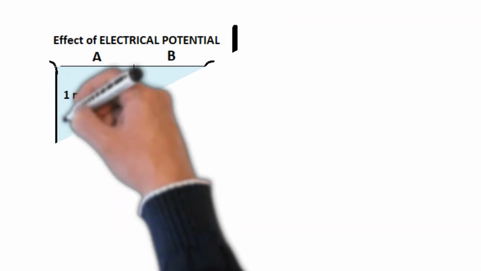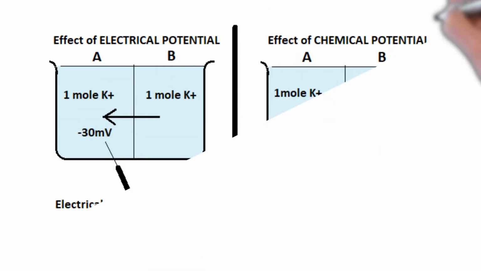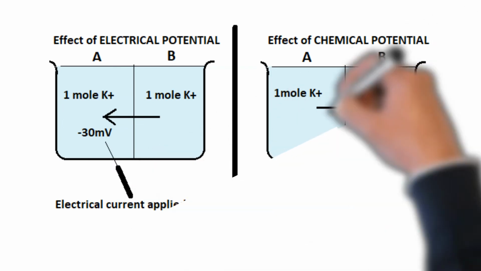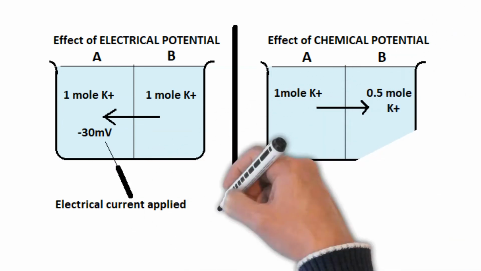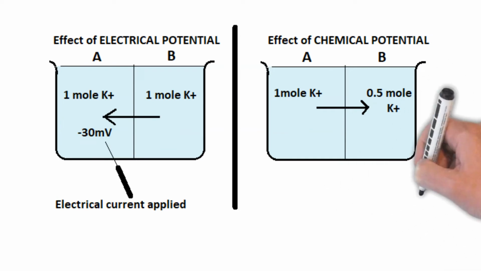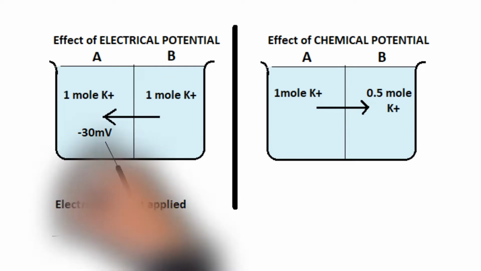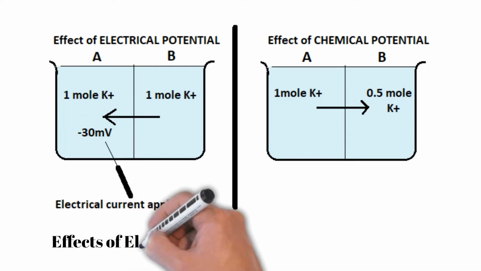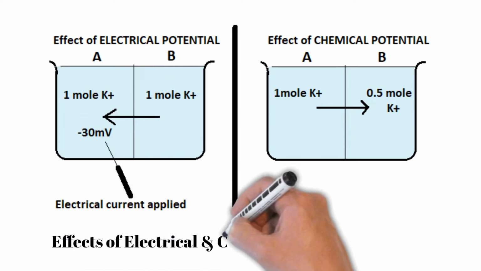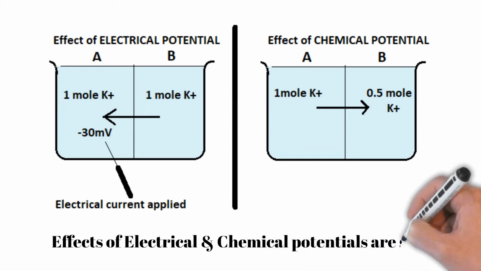On the left-hand side, the effect of electrical potential can be seen, in which an electric potential of -30 mV applied to side A causes further diffusion of potassium ion from side B to A. Whereas, on the right-hand side, we can see the concentration difference of potassium ion generating a chemical potential for potassium ion diffusion from side A to B.